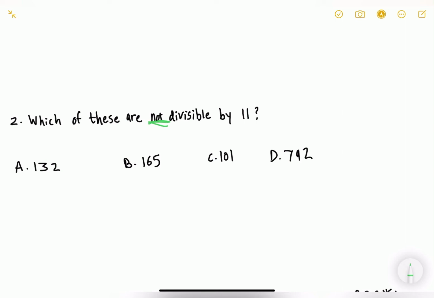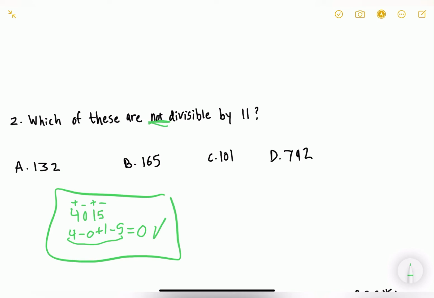So we can say the number 4015. Now, is 4015 divisible by 11? Let's find out. The rule says that we have to alternate. So we're going to start by adding and then minus and then add and then minus. So 4 minus 0 plus 1 minus 5, and all of that equals 0. And is 0 divisible by 11? Yes, it means this whole thing is divisible by 11.